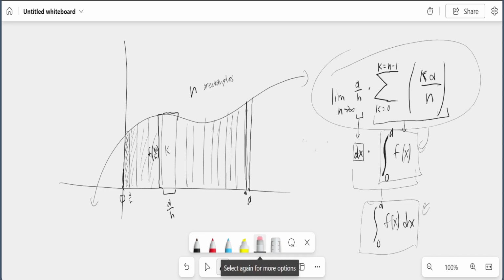Well, is it okay if I erase this? Does anyone still need it? Okay, I'll erase it then.